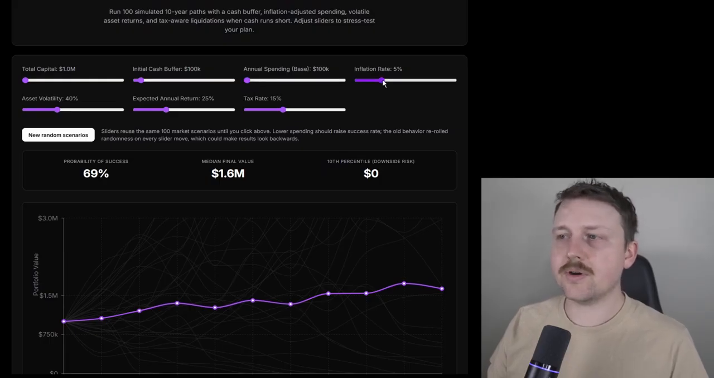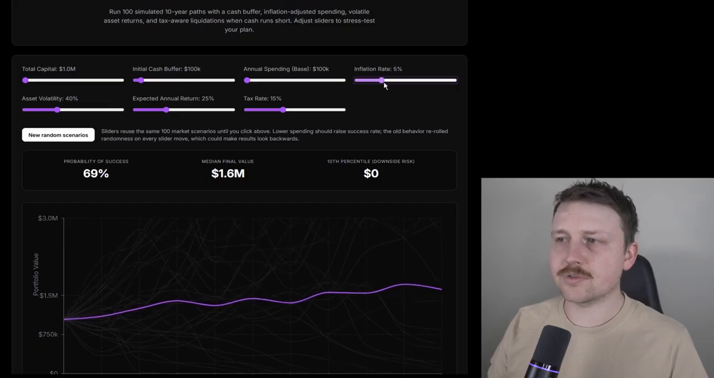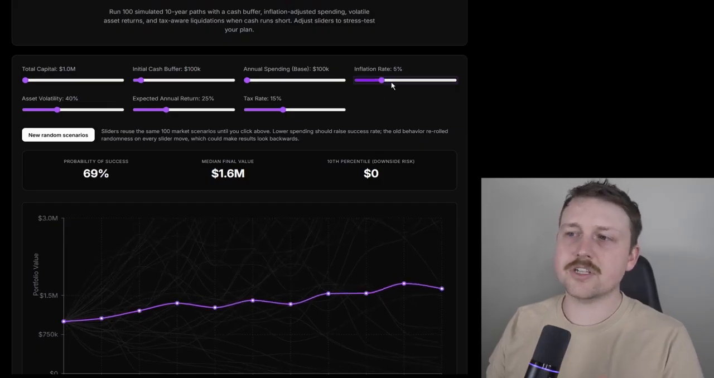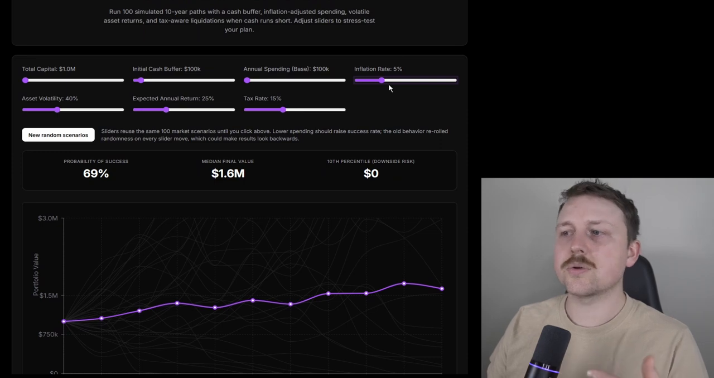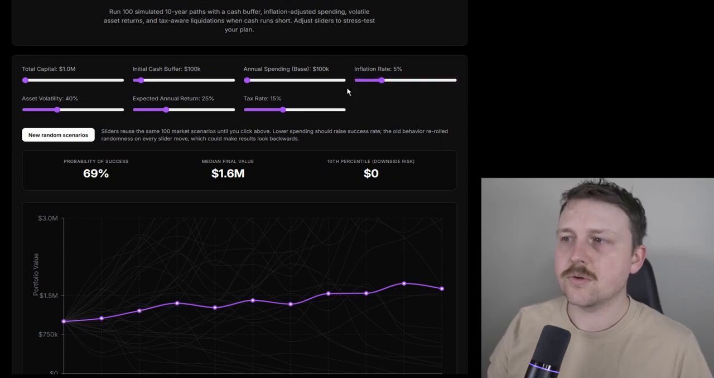Your inflation rate, we could go to maybe between 3 and 5%. This actually affects your annual spend, so it's going to increase at the rate of inflation or debasement. We're just going to leave it at 5% for now.